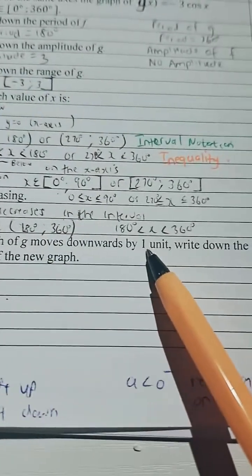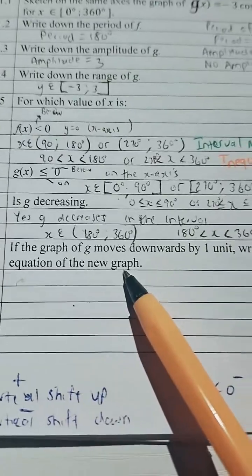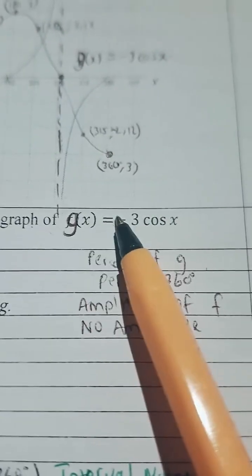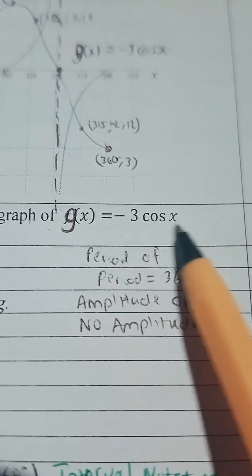If the graph of G moves downwards by 1 unit, write down the equation of the new graph. So this is G of X. It's negative 3 cos X.